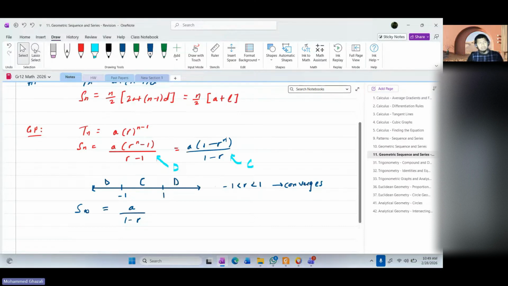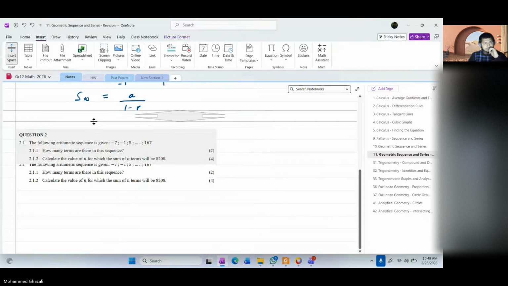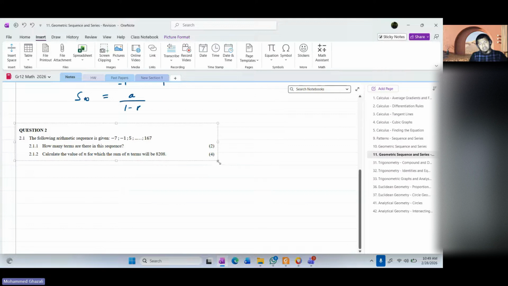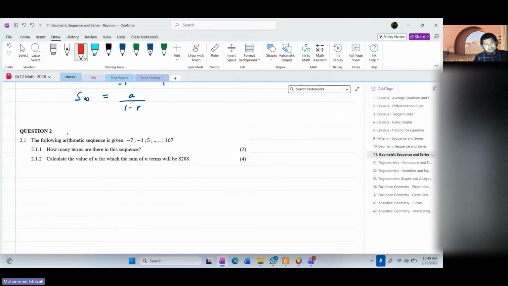Right, now let's look at these questions. Western Cape. The following arithmetic sequence is given. We can see we are adding 6 each time, so your common difference is 6. First question: how many terms are there in the sequence? To find how many terms, we use the Tn formula.